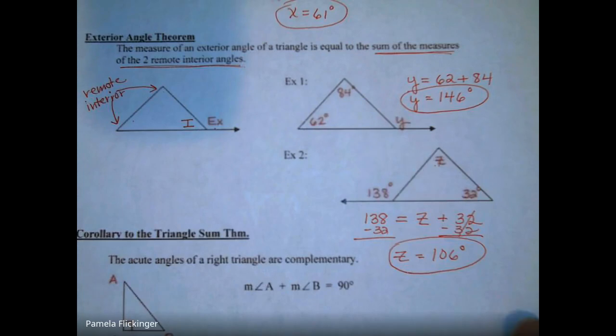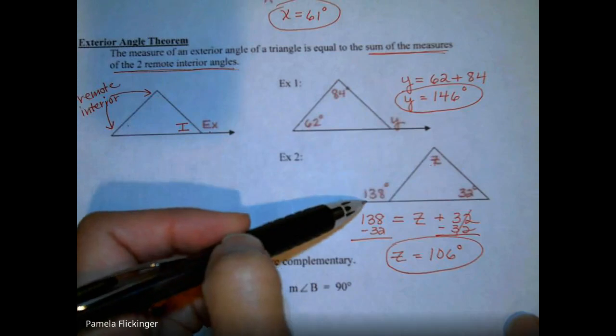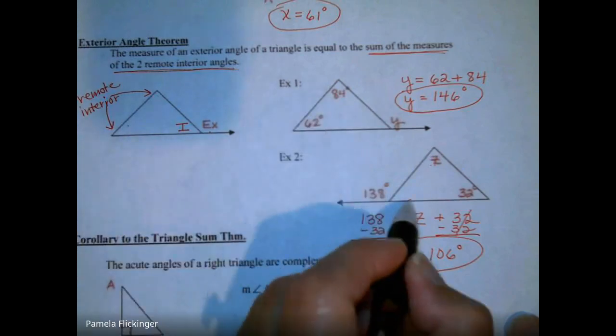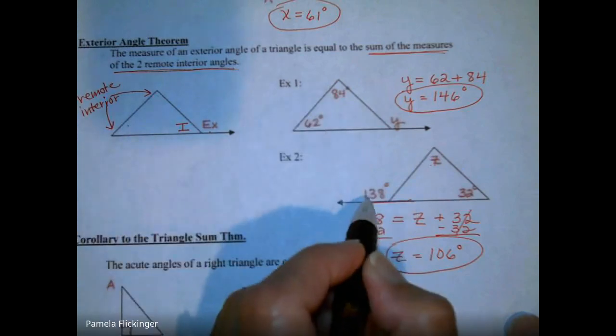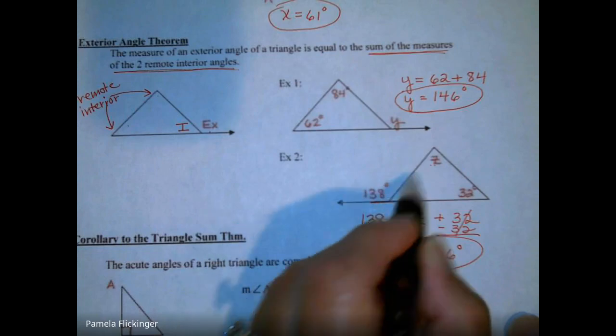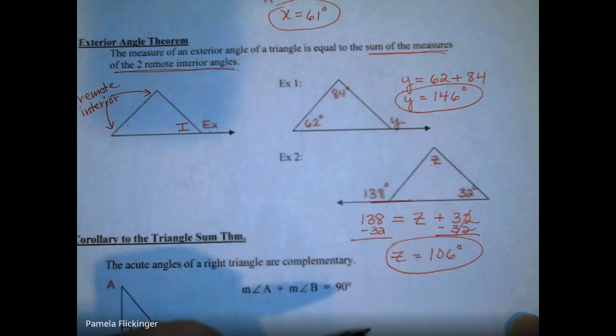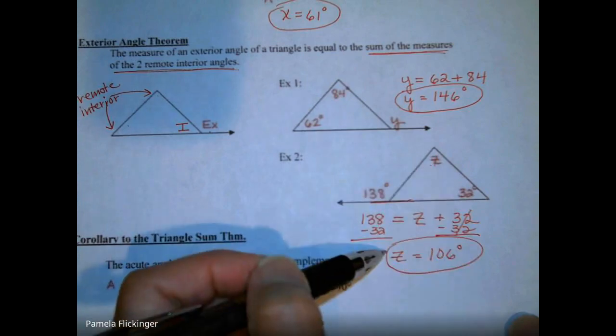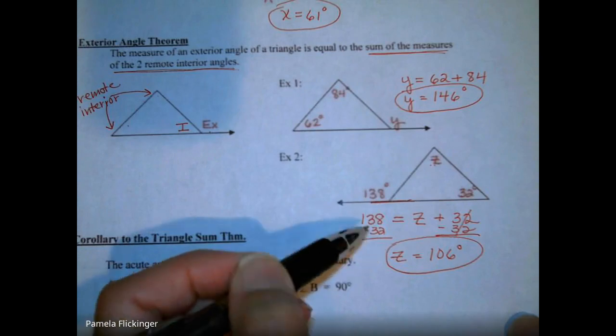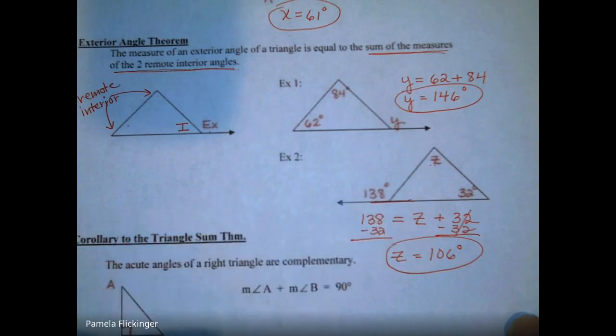Now, there are ways where you could use the linear pair rule, you know, these two equal 180, to figure out this interior angle and then use the interior angle rule. No harm in doing it that way. There's just two steps to get there, whereas using this exterior angle rule, there's only one step.